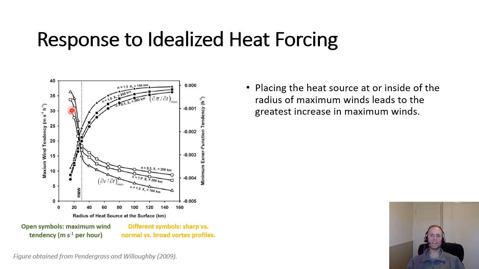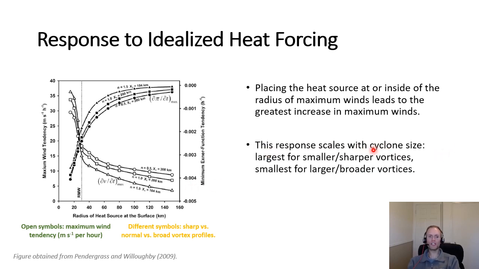So this leads to the idea that if you can get heating associated with deep moist convection, such as a convective burst inside of the radius of maximum winds, you can intensify the cyclone more readily due to this heating than if that were, say, in an outer eyewall, as you might see here at like 140, 160 kilometers away from the center. This response scales with cyclone size, and that's really the difference between what you see here. These circles are for the broadest, largest vortex or cyclone. The triangles are for the smallest cyclone. And so the triangles lie on top of the circles inside of the radius of maximum winds.